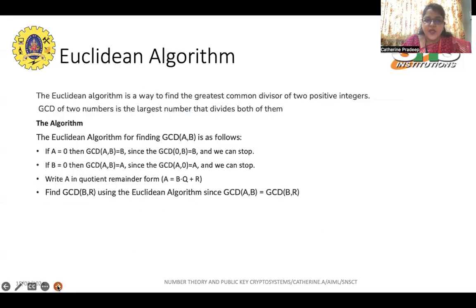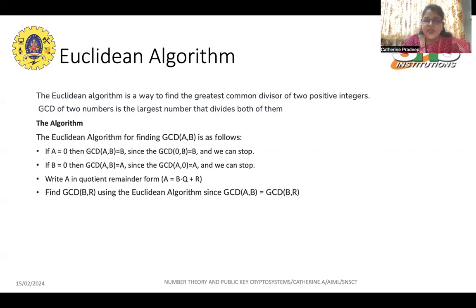Next, we have an important algorithm, the Euclidean algorithm. The Euclidean algorithm is basically used to find the GCD of two numbers. GCD is the greatest common divisor of two positive integers. If you are given two integers, you should find the common divisor, and it should be the greatest common divisor. So the algorithm for finding GCD of A comma B is as follows. If A is equal to 0, then GCD of A comma B is equal to B, since the GCD of 0 comma B is B only.